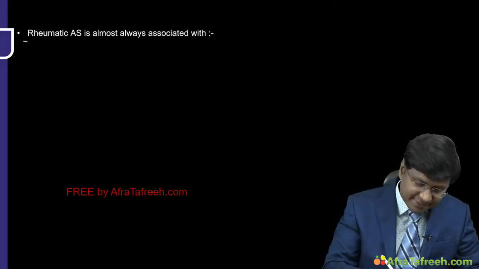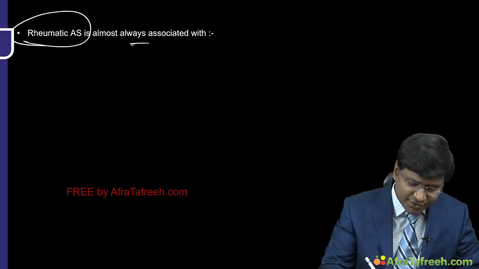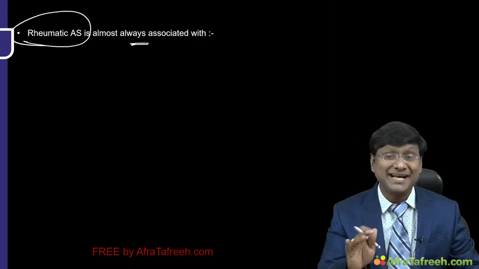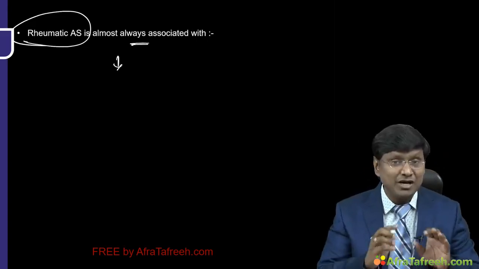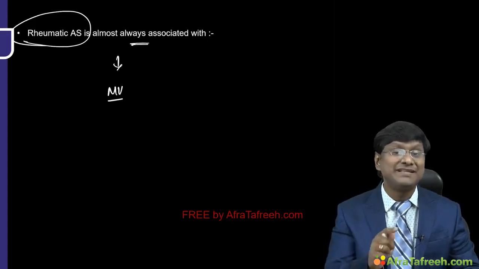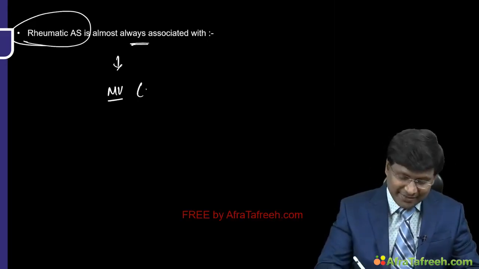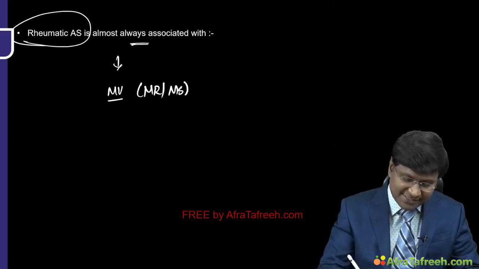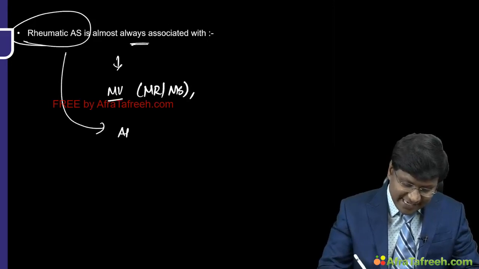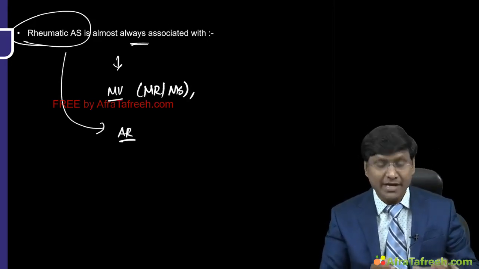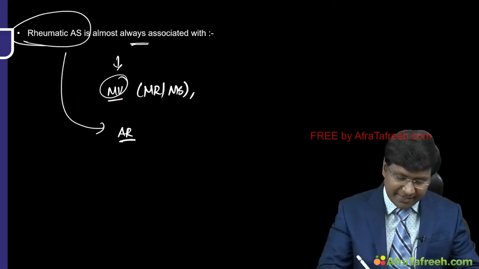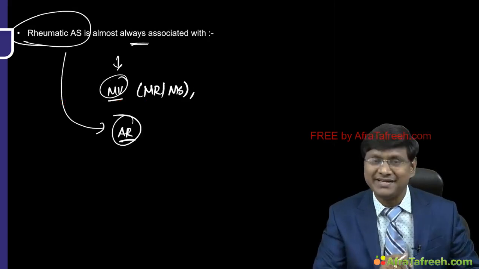And this rheumatic aortic stenosis is almost always associated with involvement of the mitral valve, where there can be MR or MS, or it is associated with aortic regurgitation.